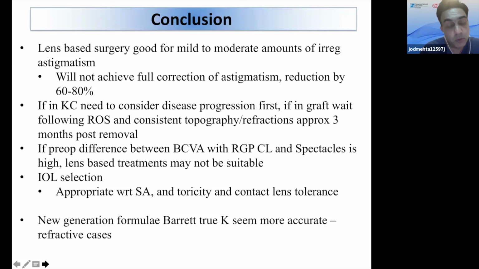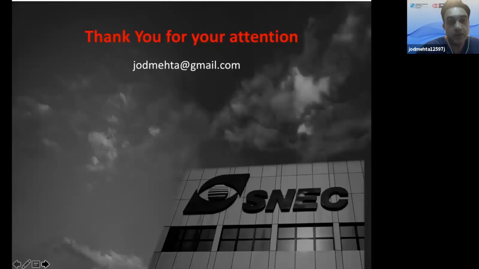The newer generation formulas, basically I use Barrett K for all my calculations for the refractive surgery patients. I think that basically it's much more accurate compared to the older generation formulas. Thank you for your attention.